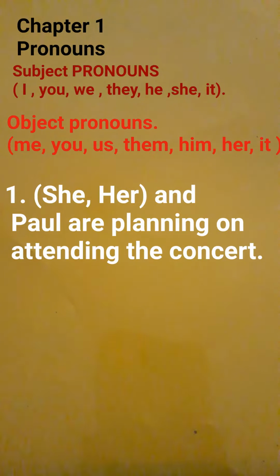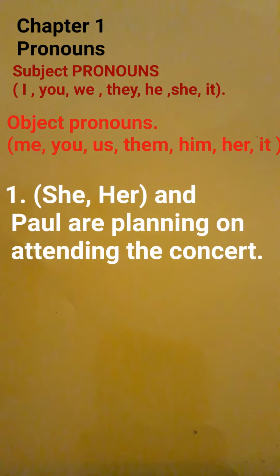So we choose she. We do not say her. She, this is a subject pronoun. Her, this is an object pronoun. And here we need a subject. So we choose she. We say she and Paul are planning on attending the concert. Let us have another example.